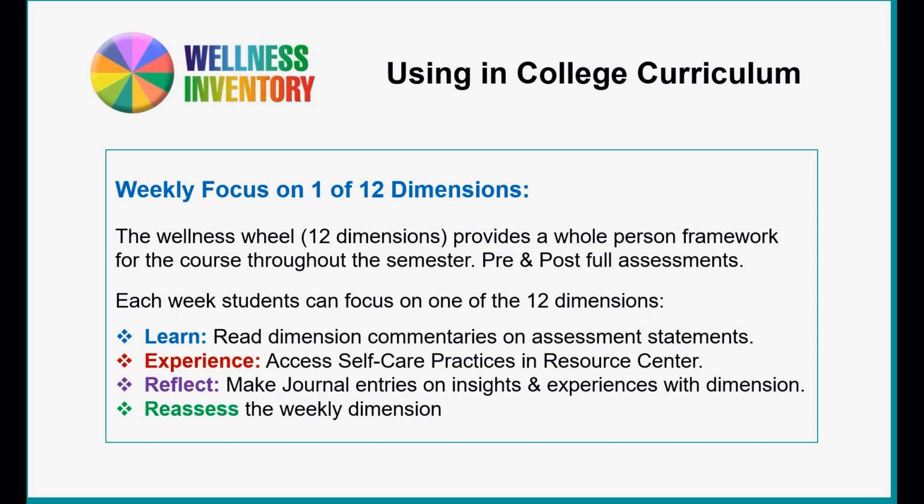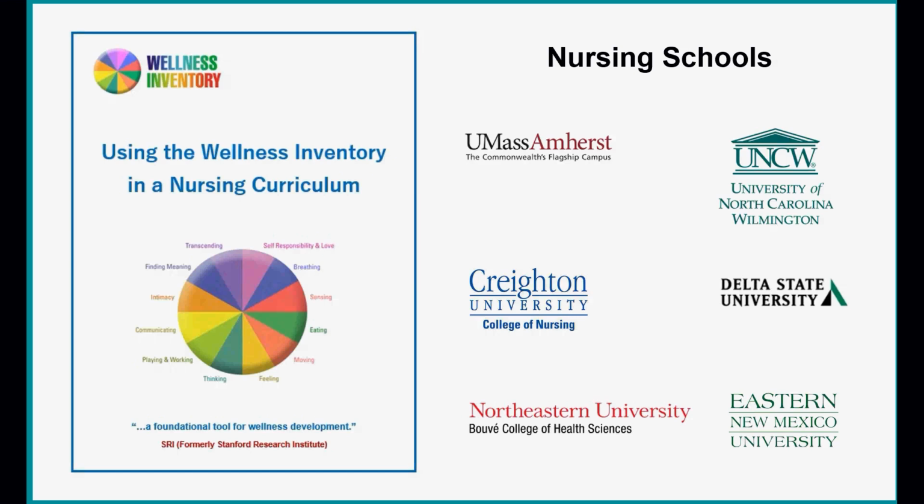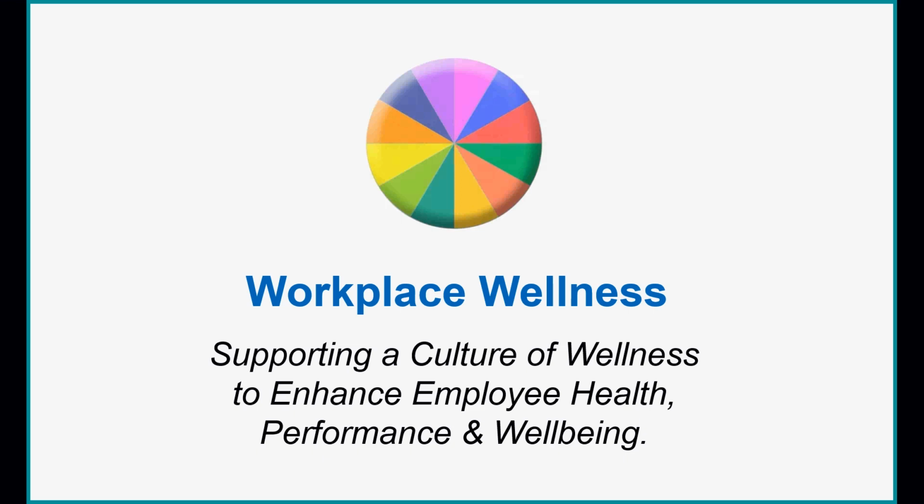In the college curriculum, there's generally a pre and post assessment at the beginning and end of the semester, and then each week students can focus on one of the 12 dimensions. The model I showed you earlier is one way that can be done, and they can be doing reading, but they may also have other types of projects or papers or vision boards, video presentations. There's all sorts of cool things that they're doing in different colleges and universities. Here are some of the universities that are working with the wellness inventory. Here are some of the nursing schools. So we're really excited about how everything is developing in the college space.